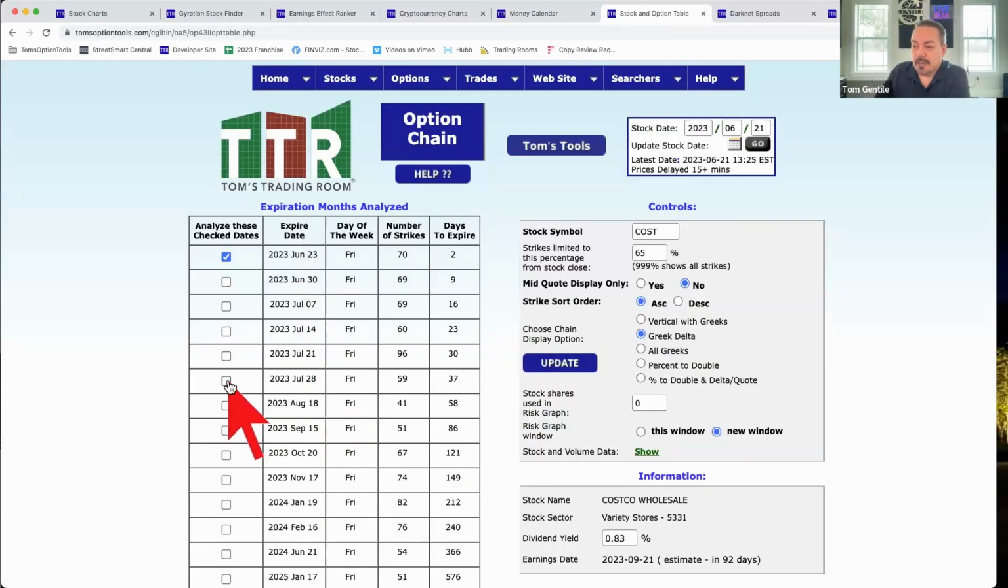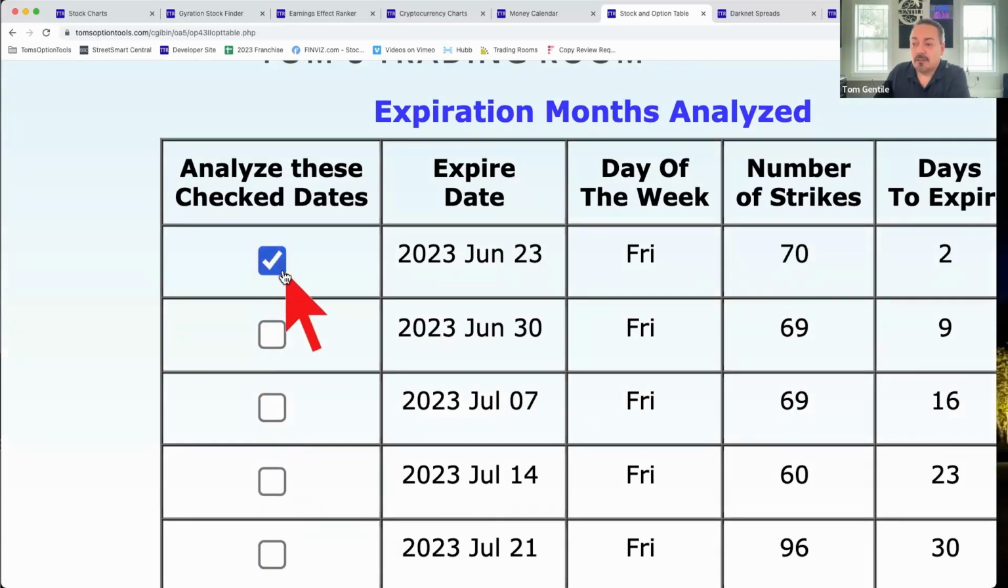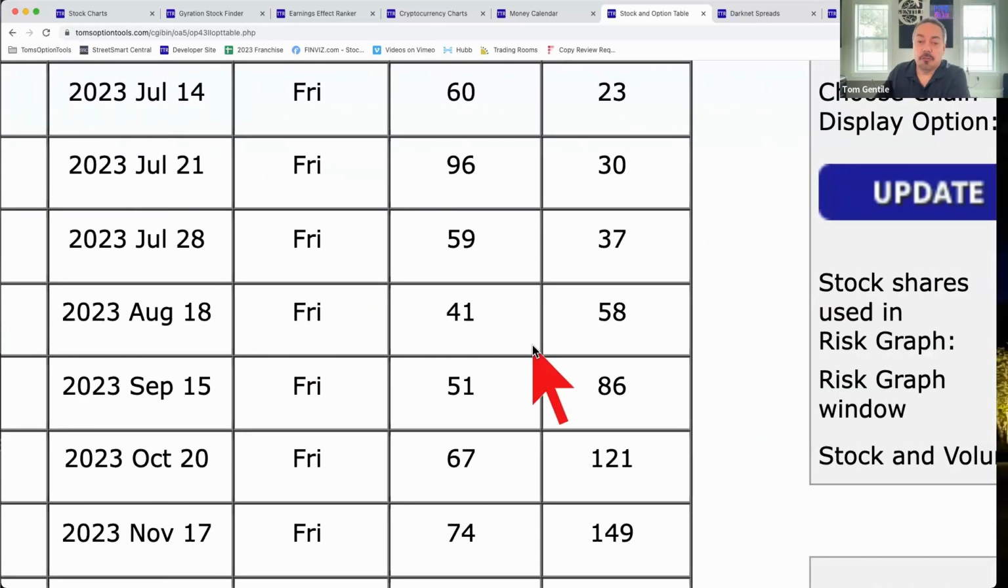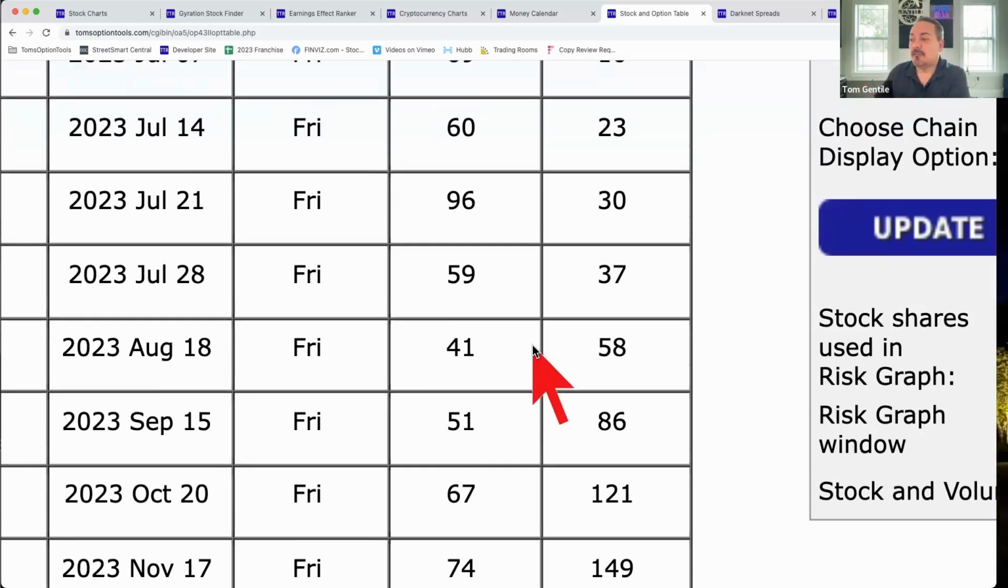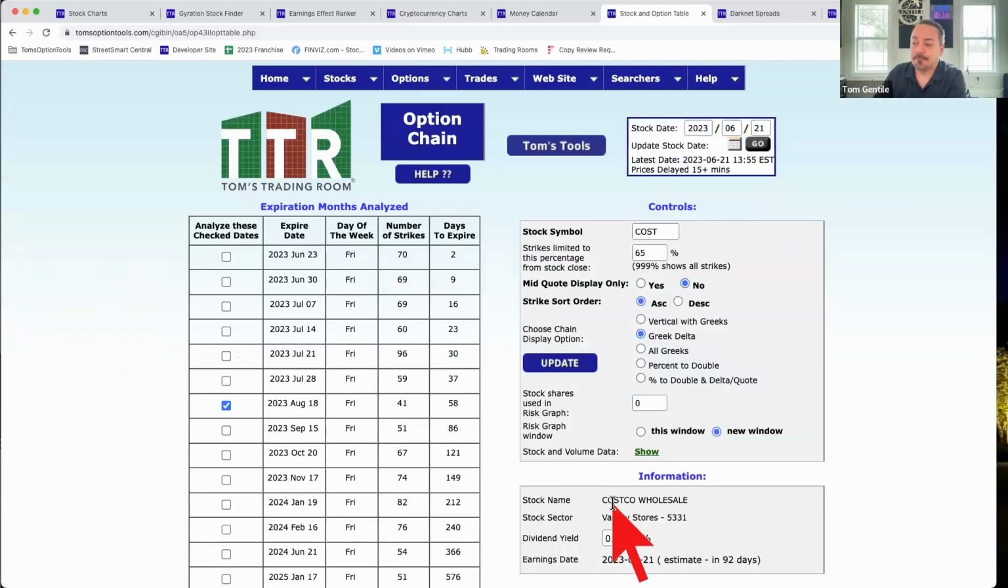Well, we got a July 28th option right here. This is an expiration. We've got August 18th. Let's go out to August 18th. That gives us plenty of time to expiration. Also, I like third Friday options because they're the most liquid. They have the best slippage between bid and offer. Let's go ahead and click on that.